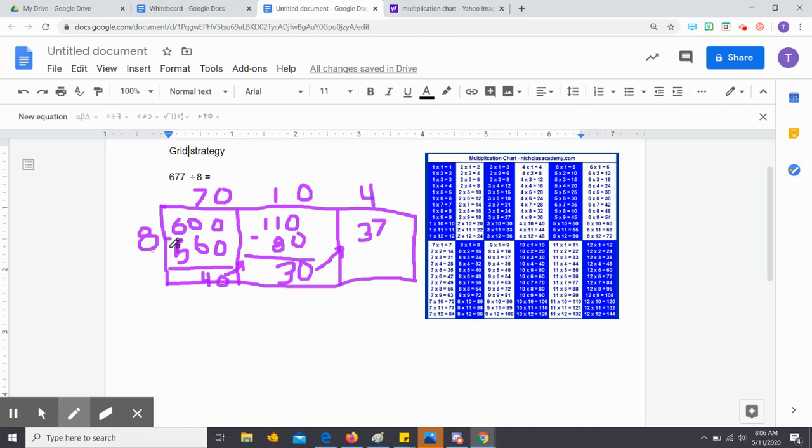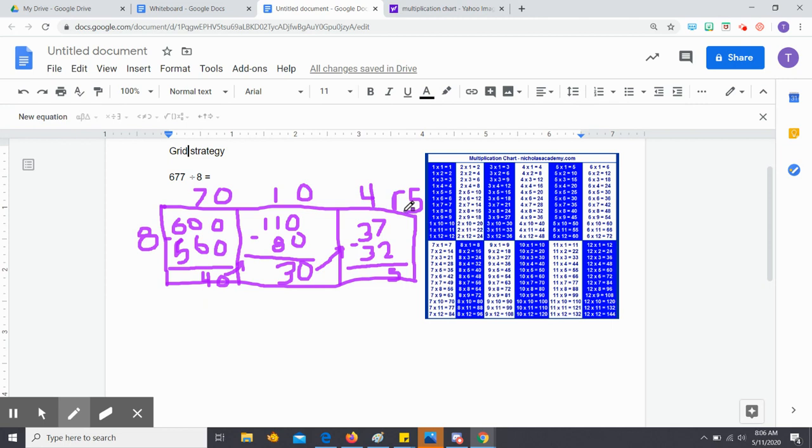4 times 8 is 32. I subtract, find the difference, and I get 5 left over. Awesome. But I have no more grids. I have no more spaces until we get into decimals, which we're not doing. So now I have 70 plus 10 plus 4, and this is left over. And what do we call leftovers? Remainders. So this is remainder 5.